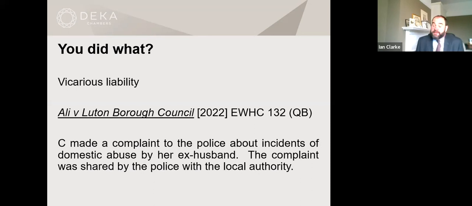And what happens in Ali is the claimant, Mrs. Ali, complained or went to the police and made allegations of domestic abuse by her former husband in a fairly standard safeguarding way. The police shared that complaint with the local authority.